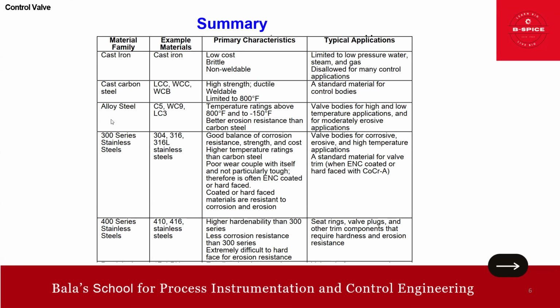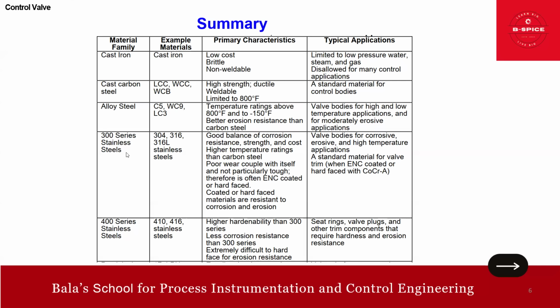Then alloy steel, C5, WC9, LC3. Here the temperature rating is above 800 degrees Fahrenheit and down to minus 150 degrees. We can use this. It offers better erosion resistance than carbon steel. Certainly a good one for valve bodies for high and low temperature and for moderately erosive service. This is the point: moderately erosive.